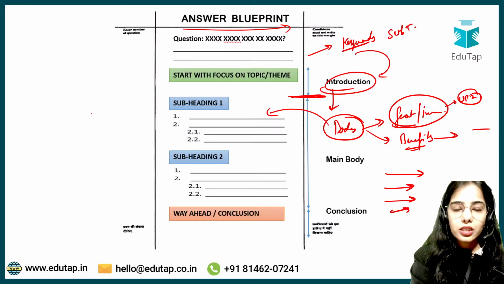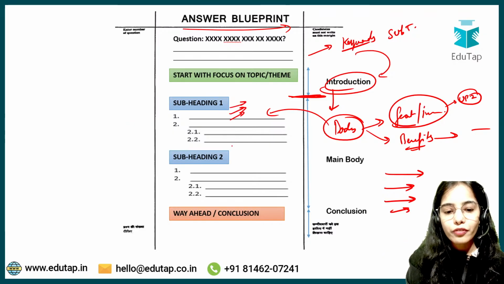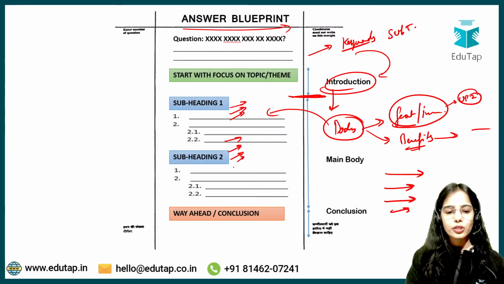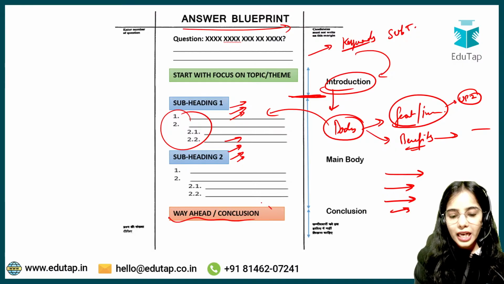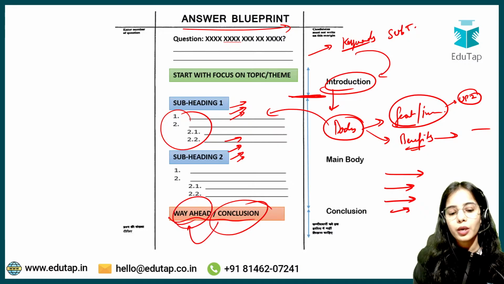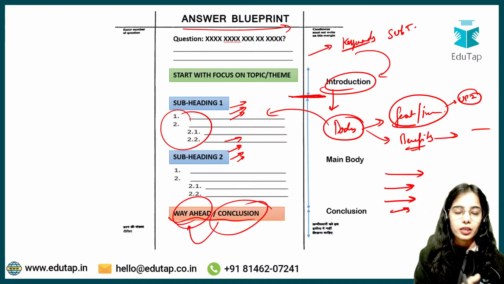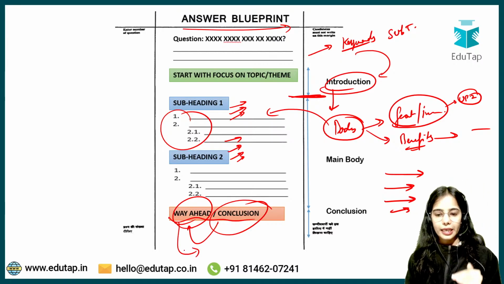You can write the body in the form that you are writing features first, and after that you are writing the benefits. Okay, so you can do it in that manner also, but always use the pointers. That is good. Now the conclusion can be directly the conclusion, the positive statements that you are giving, or it can be a mix of the conclusion and the way ahead. Or you can just write the way ahead in the answer. So this is the idea.